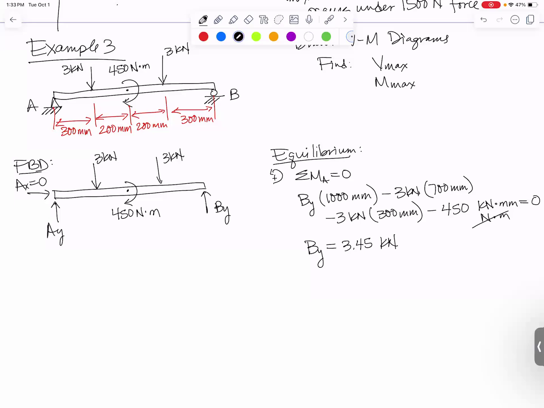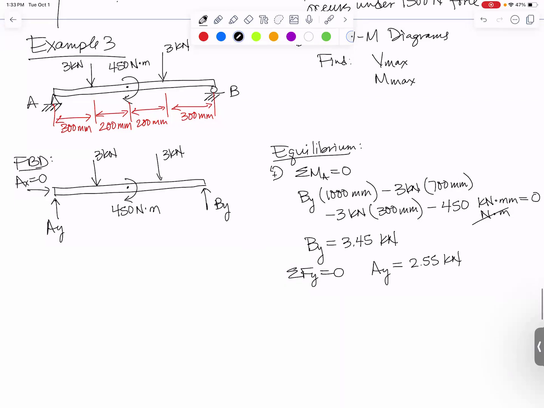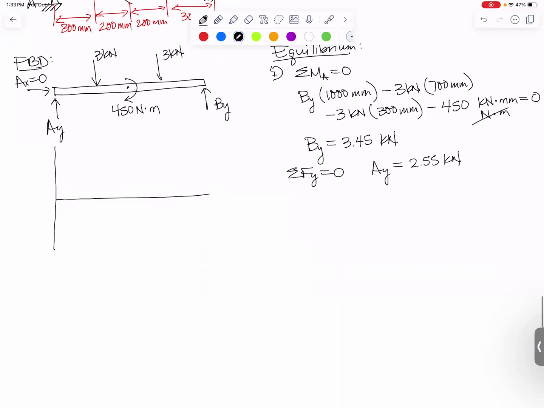Now we can sum forces in the y direction. And we get that AY needs to be 2.55 kilonewtons for this to work out. Now we need to draw our shear force and bending moment diagrams. We're going to do these as quickly as we can. I'm going to draw them directly under my free body diagram. Just helps me line up what's happening on the free body diagram with what's happening on the moment diagram and the shear diagram. So we got V and M. Let's do the shear diagram first.